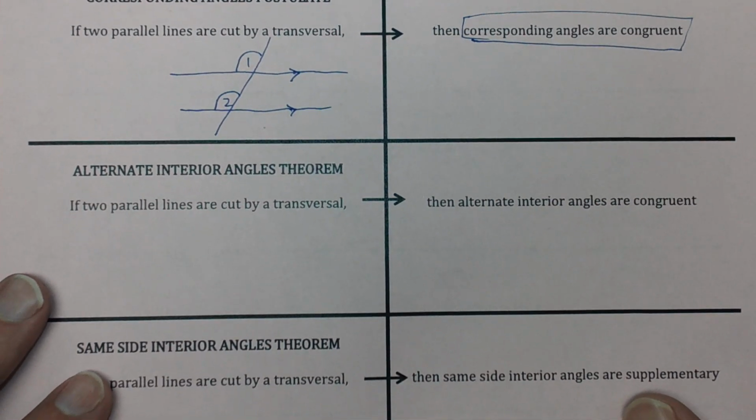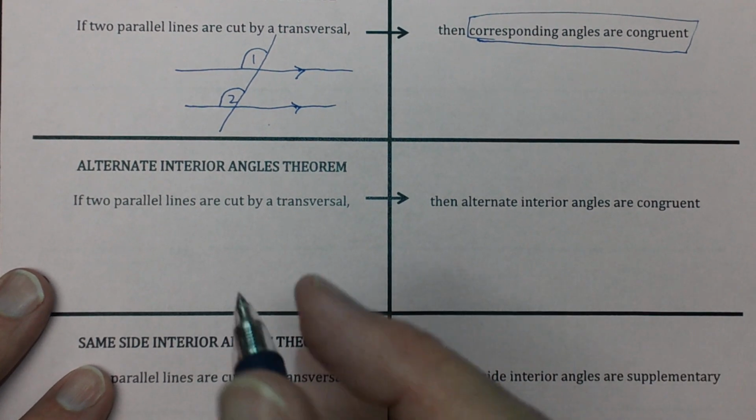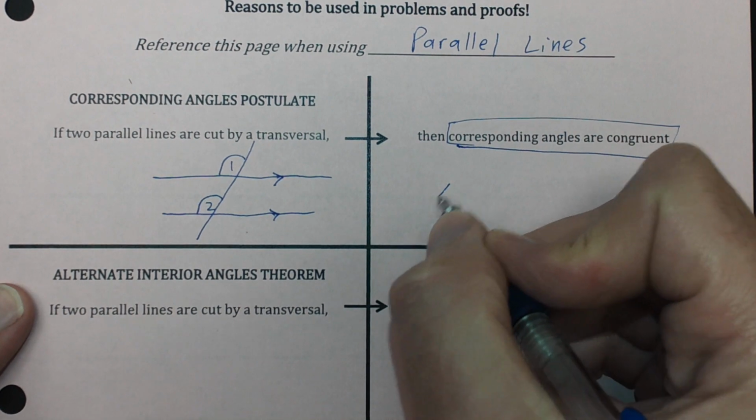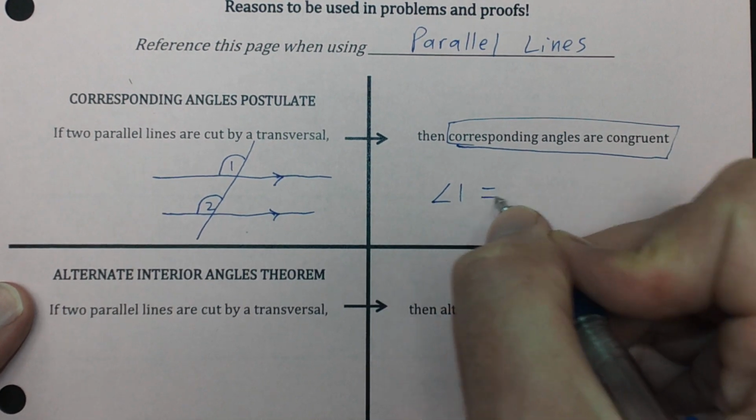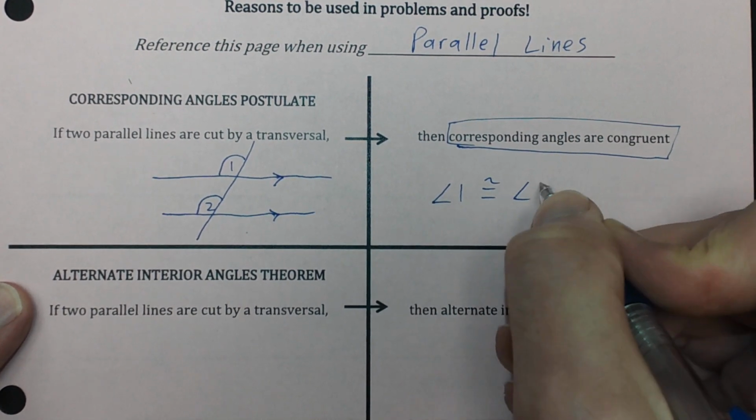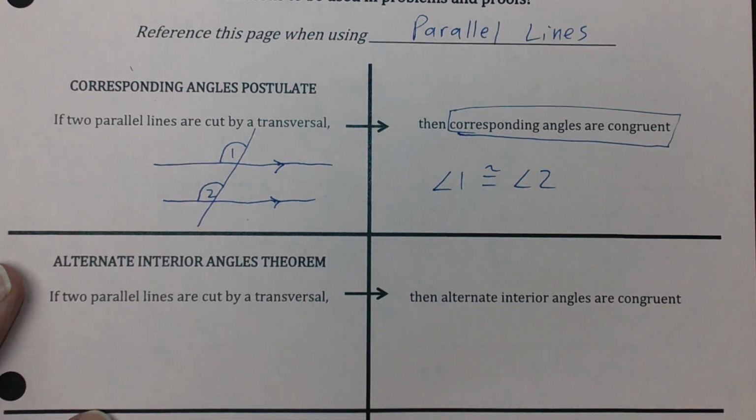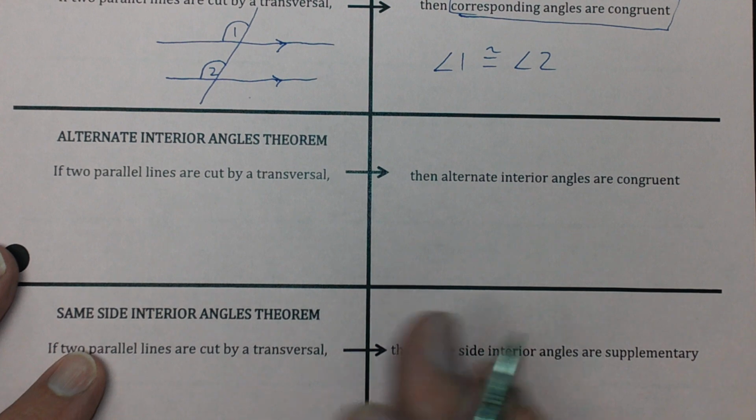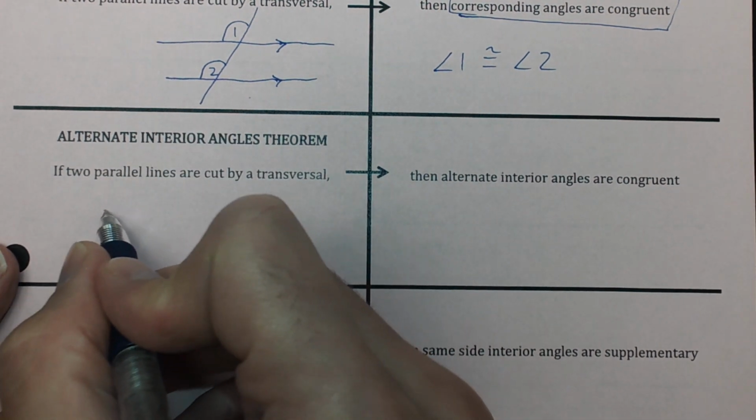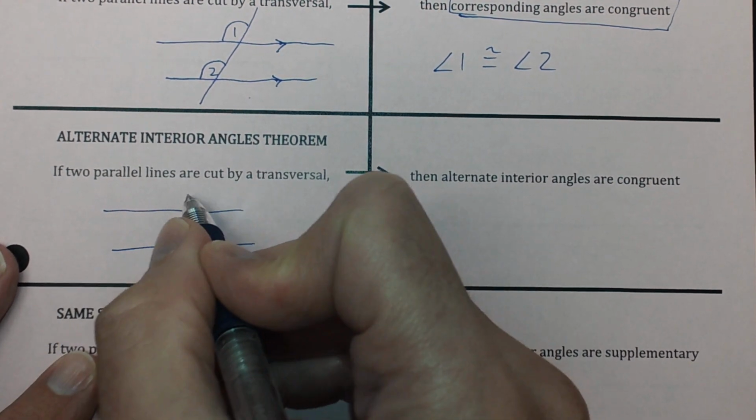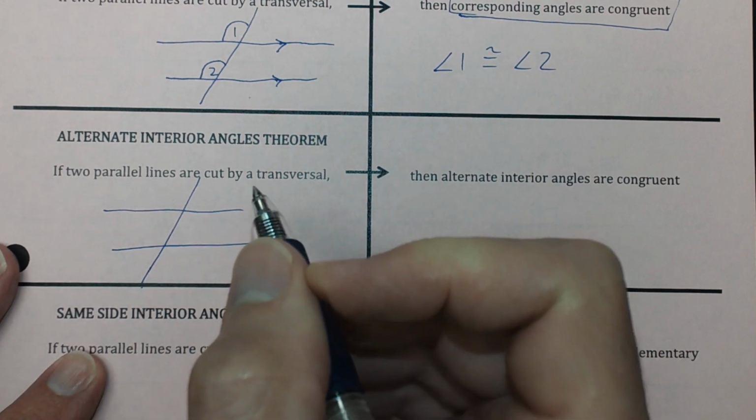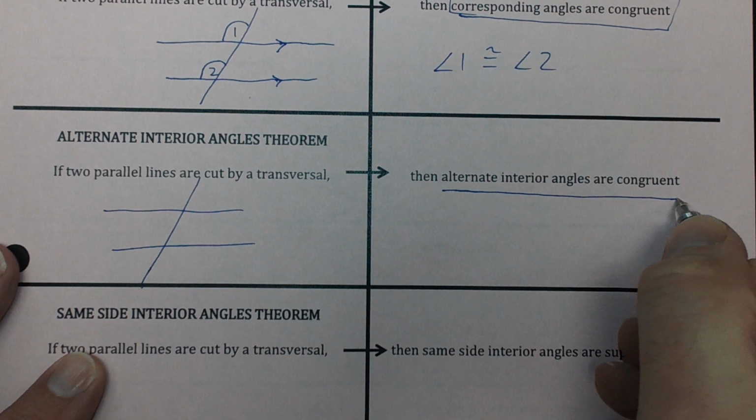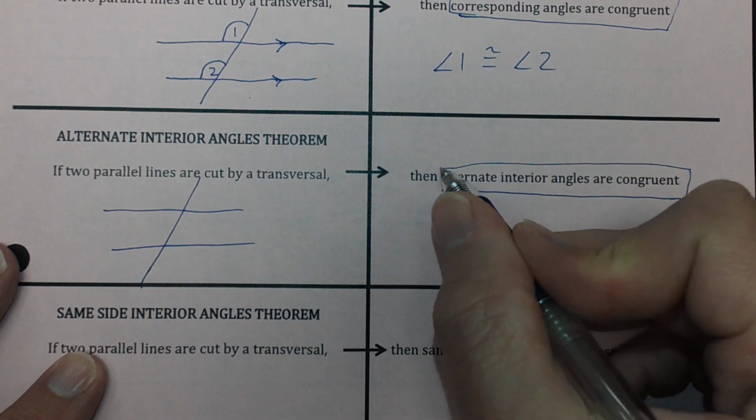The next one is pretty similar, but different sets of angles. Okay, so what's the takeaway? Angle 1 is congruent to angle 2. That's all we said in that figure. Alternate interior angles theorem is going to say if two parallel lines are cut by a transversal, then alternate interior angles are congruent. So this is the key part of this one.